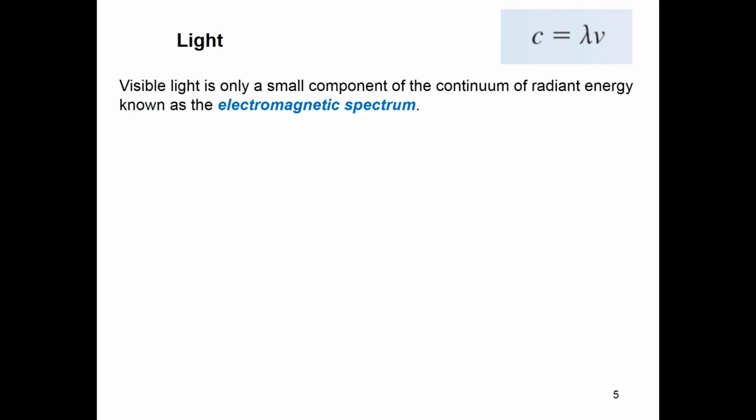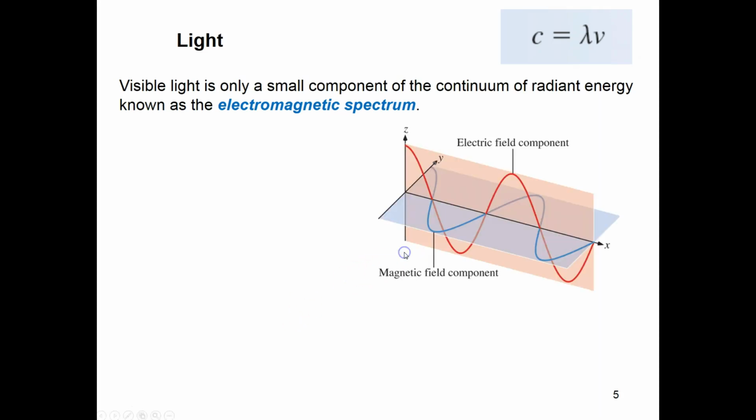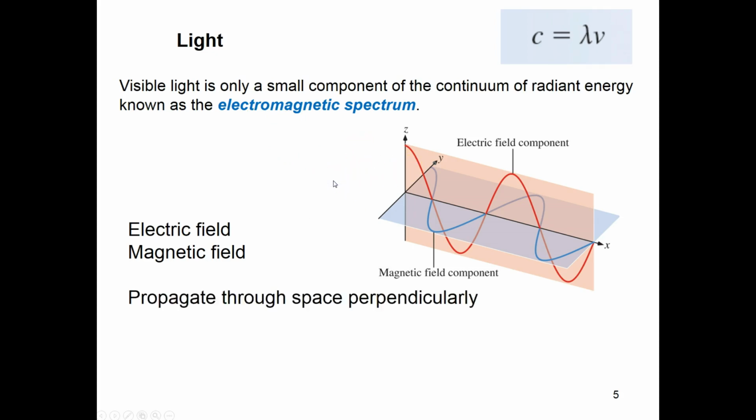So let's get on to what this video is really about: light. We're most familiar with visible light. It's actually only a small component of the radiant energy that's known as the electromagnetic spectrum. The electromagnetic spectrum refers to electromagnetic radiation, where we have an electric field and a magnetic field that are propagating through space at right angles to one another. We're going to talk about the electromagnetic spectrum in more detail a little bit later in this video.